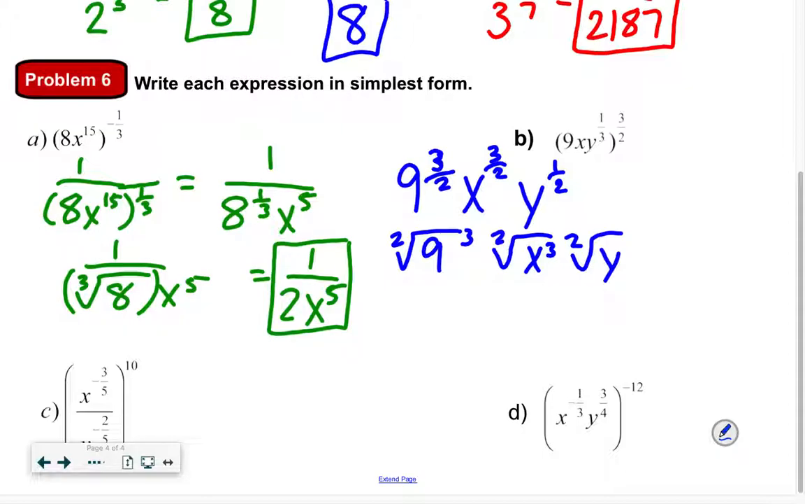Now what? Yeah, I can deal with this. Square root of 9 becomes 3, so I have 3 to the 3rd. What about my x stuff? I'm gonna write it like this. I have the square root of x cubed. I can break that down into x squared times x. Can I do anything with my y? No. So I'm just gonna have square root y.